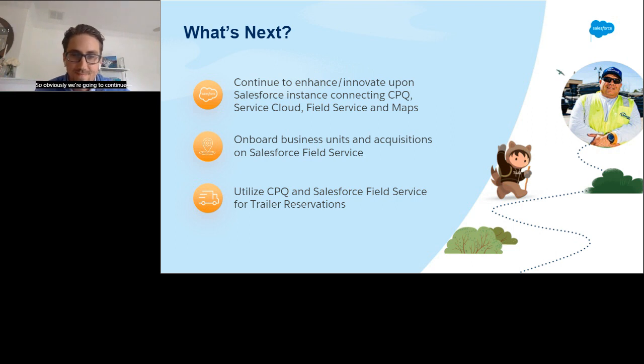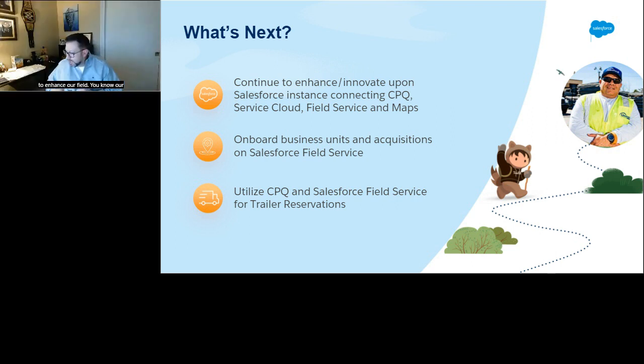So obviously we're going to continue to enhance our field service product. We're on, I think, sprint 10, and we've got 10 and 11 to go. We're making improvements, connecting CPQ, Service Cloud, Field Service, and Maps all together. They are connected today, but we're making that even more seamless with each enhancement, and onboarding business units and acquisitions, right?